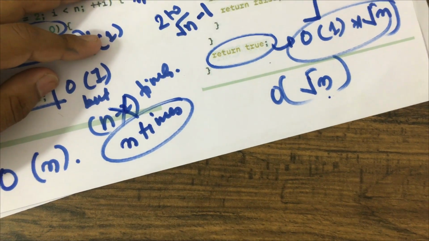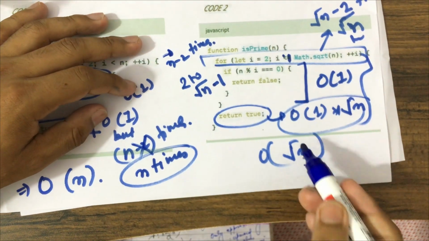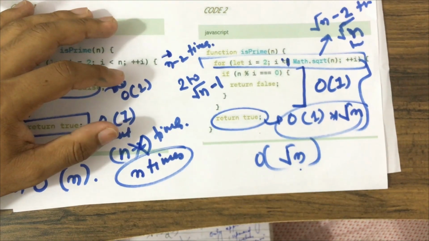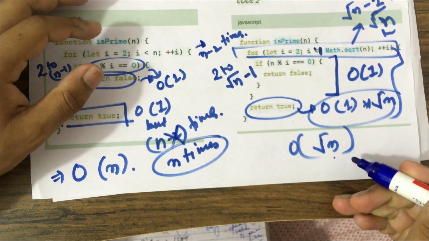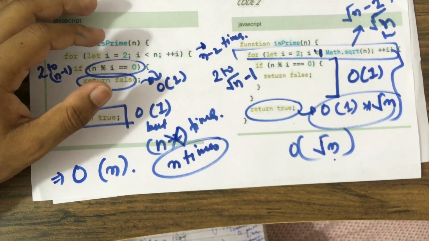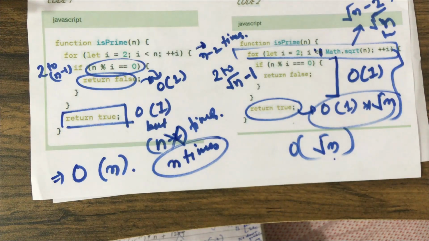So which is going to perform better? For sure the right-hand side. Why? Because root n is a smaller value than n. The smaller the value, the better for our runtime, the better the time complexity, the better the big O.